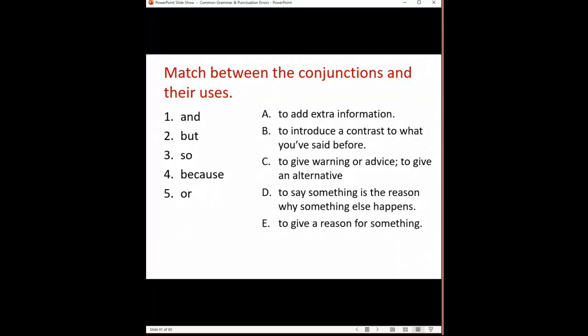Alternative or excellent. Either to give warning or advice, or to give alternatives. Similar things, then you should use one of them. Okay, to say something is the reason why something else happened.